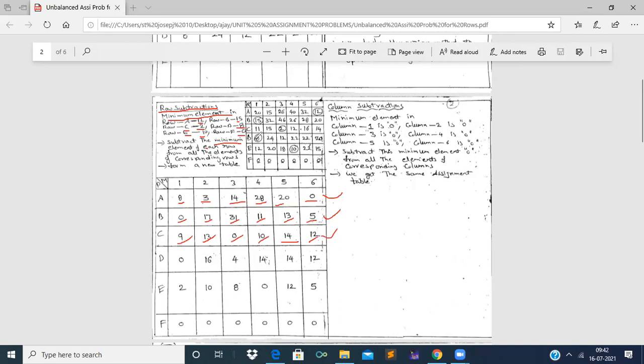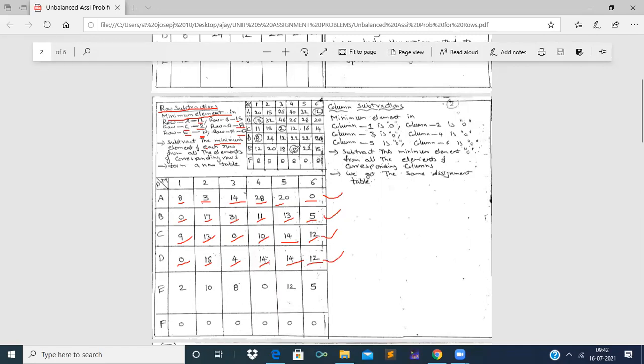Let us go for fourth row. In the fourth row, the minimum element is 8. Therefore, subtract this 8 from all the elements of fourth row. That means 8 minus 8 is 0. Next, 24 minus 8 is 16. Next, 12 minus 8 is 4. Next, 22 minus 8 is 14. Again, 22 minus 8 is 14. And next, 20 minus 8 is 12. So, fourth row subtractions are finished.